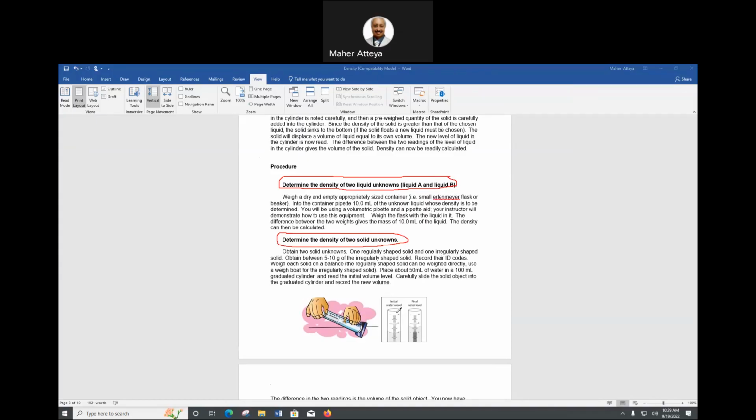Maybe this time you will add 43, so for example, 43 mL, whatever. Put it here. That's the initial reading on the graduated cylinder. Tilt it 45 degrees. You put it in slowly, slowly, slowly. Okay.